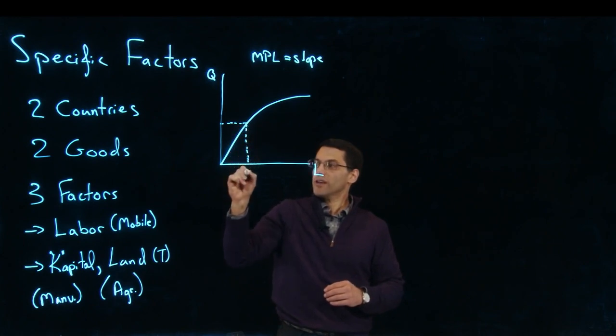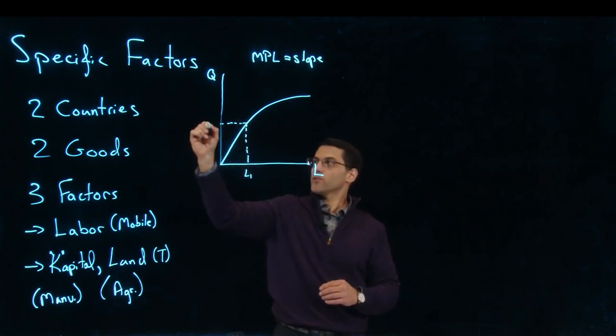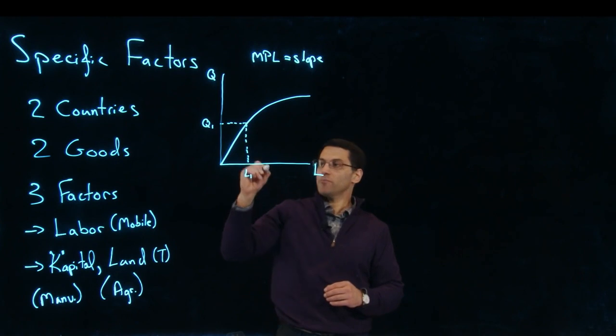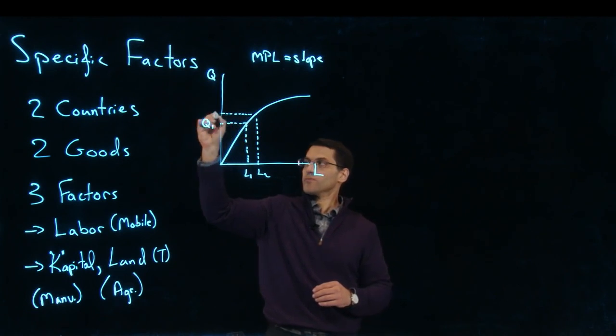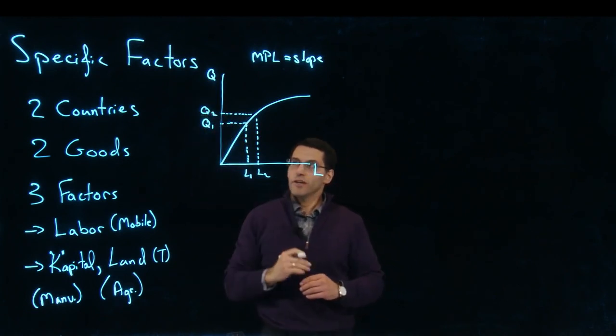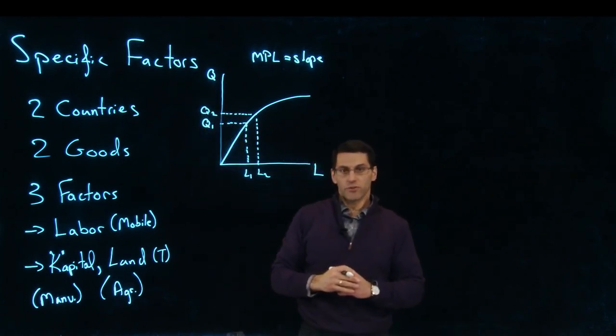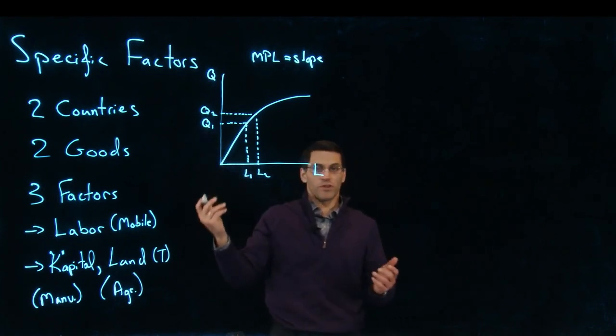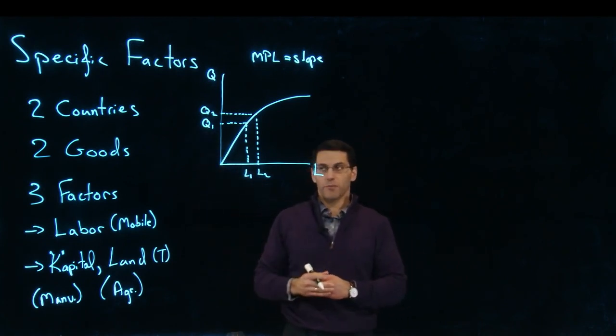So if I were to take, say, L1 and look at the output I get here, that's Q1, but increase that amount of labor to L2, right? Output increases to Q2. The slope is delta Q over delta L, or the marginal product of labor.